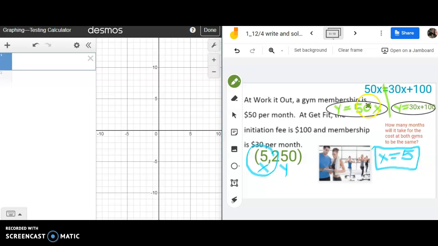50x was Work It Out. It's on the left. 30x plus 100 was Get Fit. It's on the right-hand side. Now we're going to solve it. We've learned three different ways that we can do solving. One of the ways, remember, the first way we learned was modeling. So we could draw a picture right here of 50 x's, 30 x's on this side, and then 100 ones if you want to. That one may be a little time consuming.